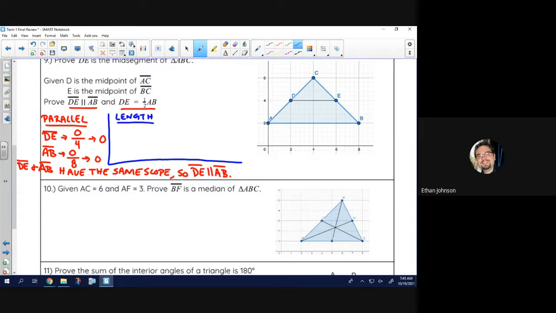Now for the lengths. I know then for DE, the length is, well, we can just count, is 4. Same thing with AB. I can just count. I can count over 8. So 4 is half of 8, so I can say DE equals 1/2 of AB.